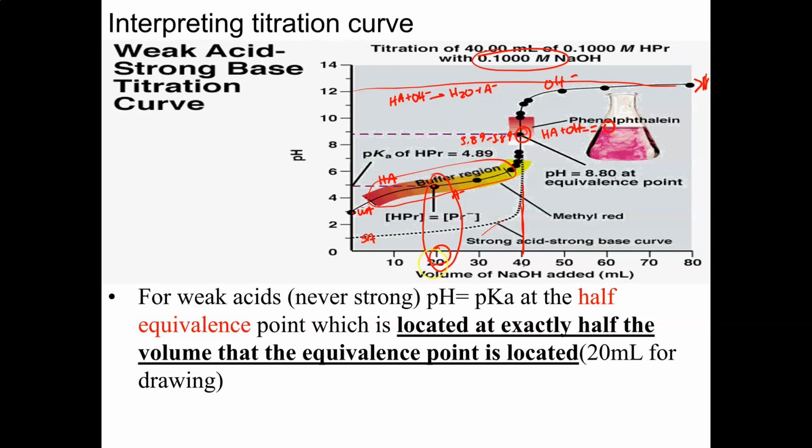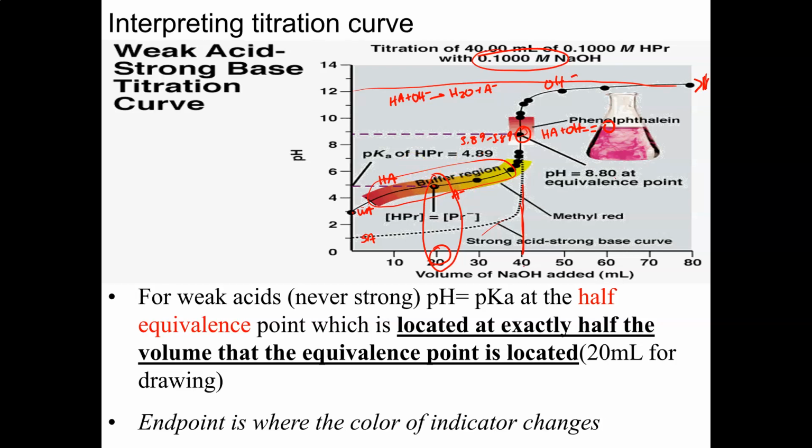Because the other thing I want to point out about this, if I could get my pKa, I could get my Ka. If I get my Ka, I could identify the acid, because every acid has a unique Ka value. So that's the other thing you could do with this. If you're trying to figure out an unknown acid, you could do it through the Ka value. End point is where the color change occurs.